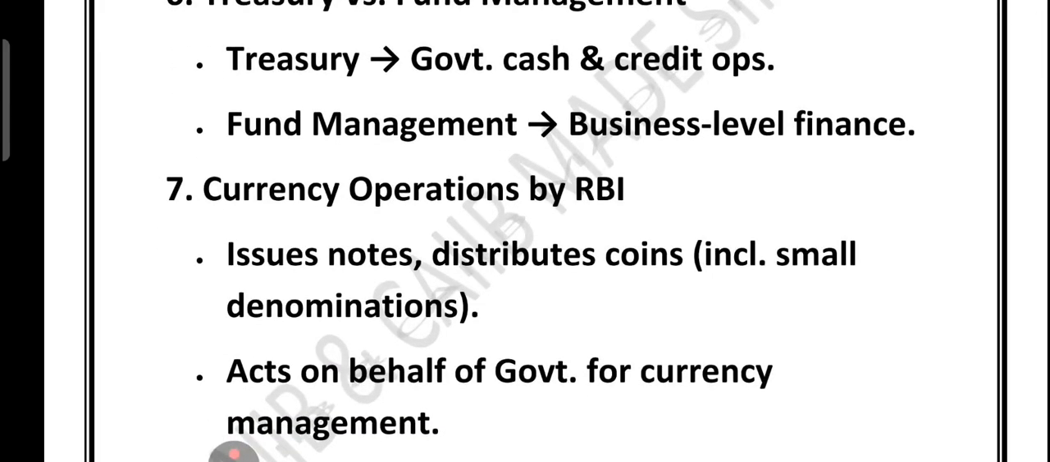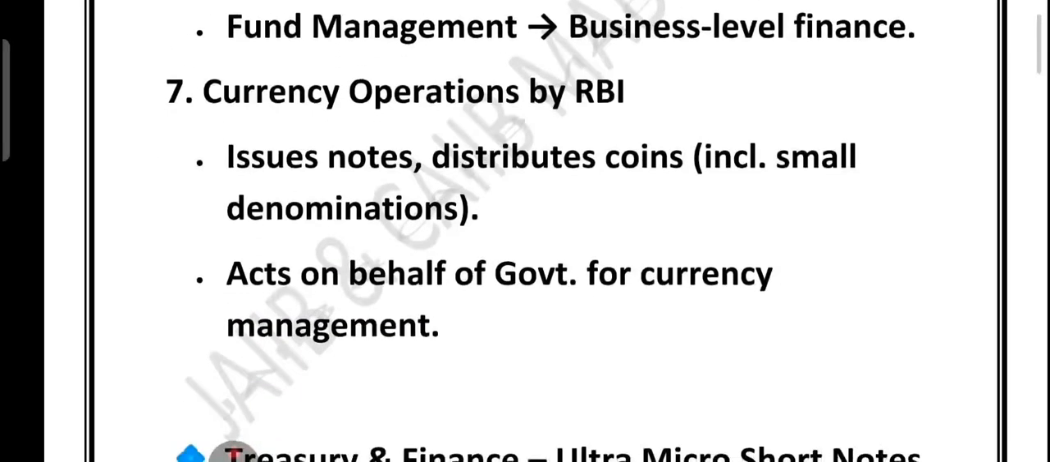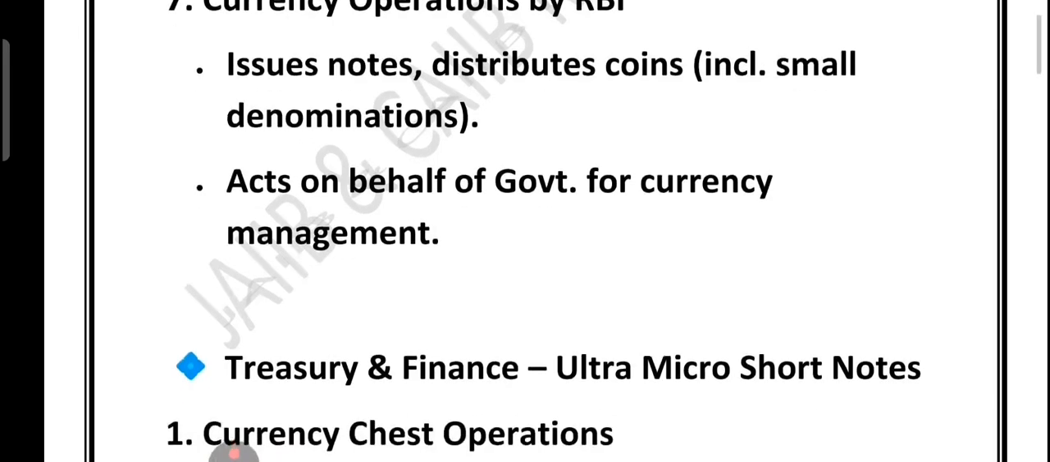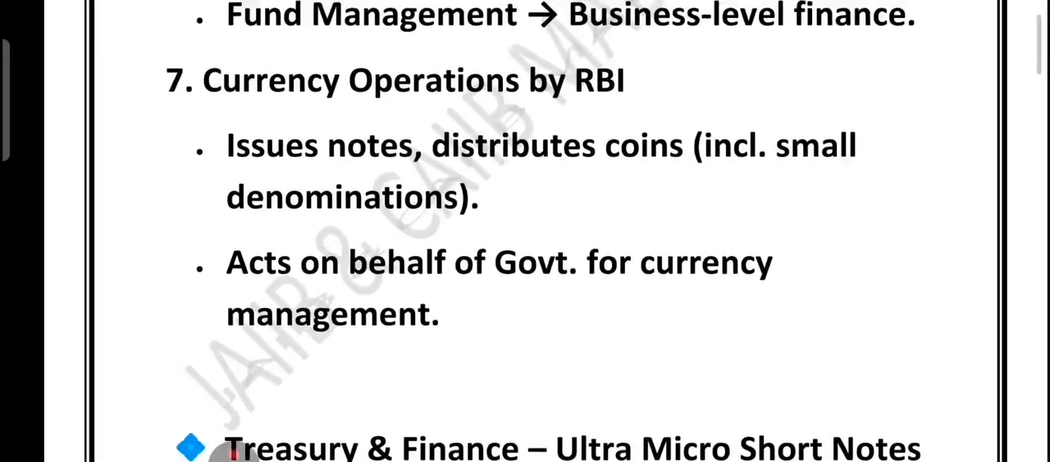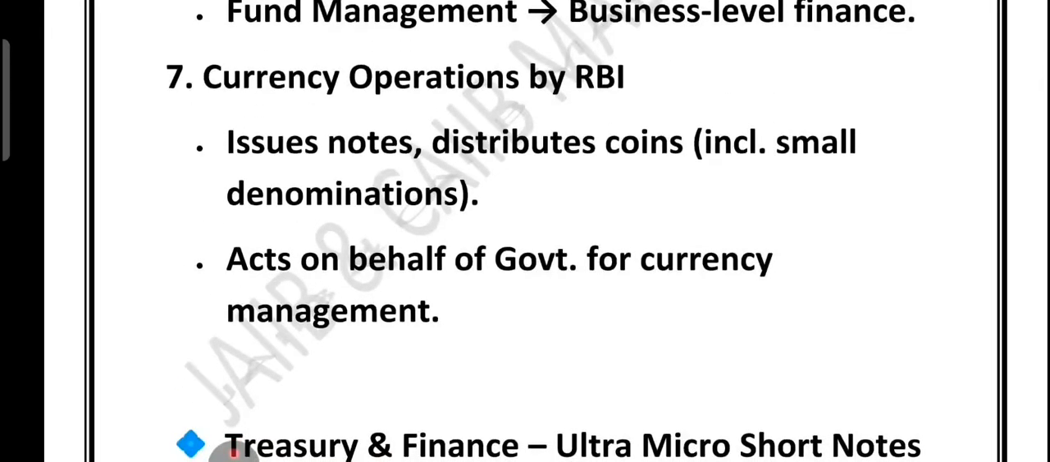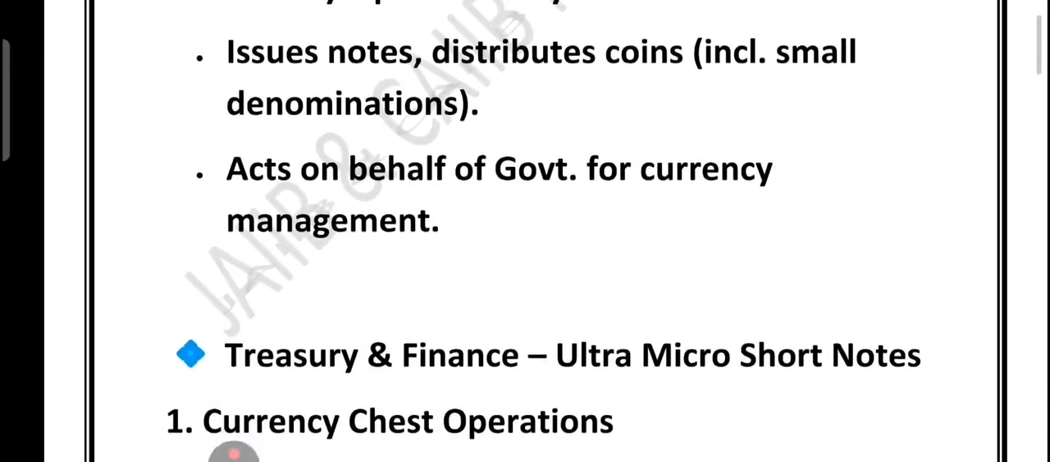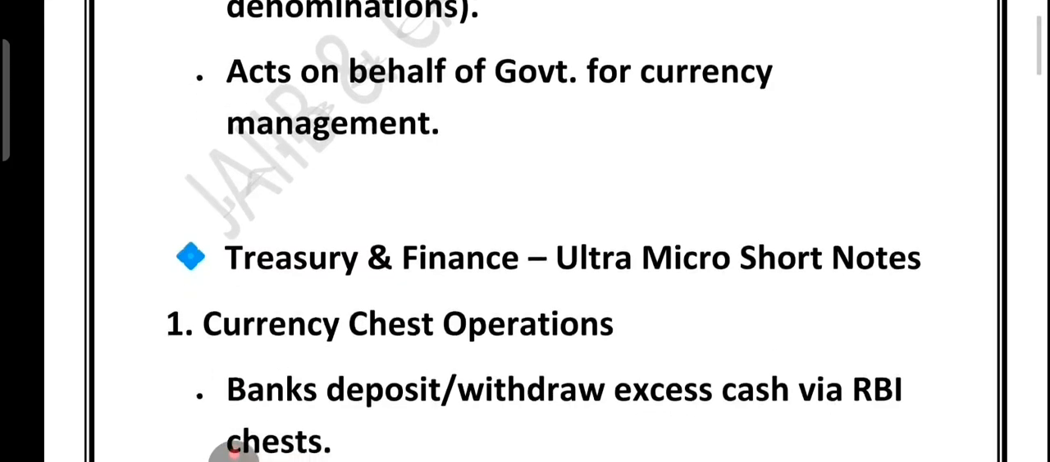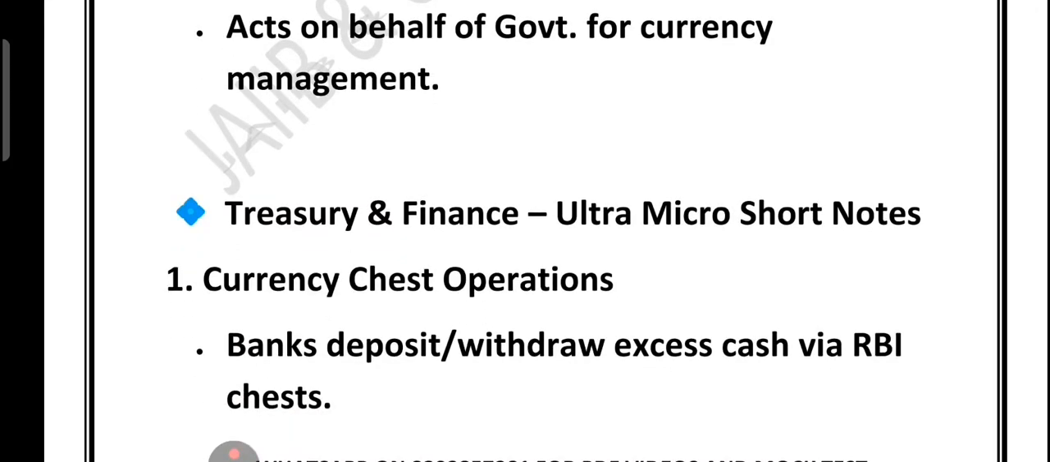Now RBI is also responsible for currency operation. It issues notes, it distributes coins, even the small denominations. It manages the currency circulation on behalf of the government. So in short, we can say treasury management is all about managing money wisely, whether at the government level, banking level or business level. Its aim is very simple: to ensure that funds are available, stable and used efficiently. So that is about the basics of treasury management.